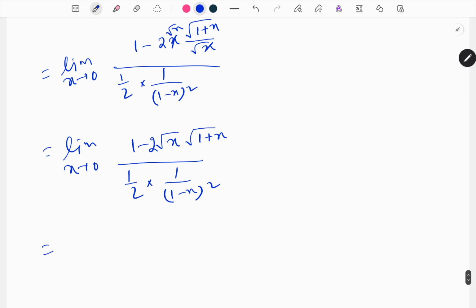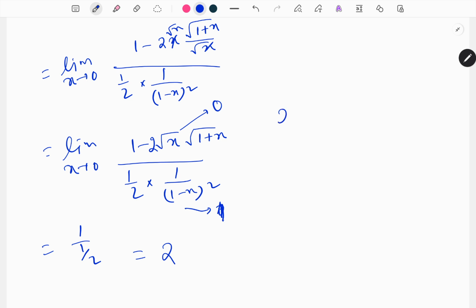Now if we put x tending to 0, then 0 into this 1 plus 0, this will be 0, this will be 1, this will be 1. So the final answer will be 1 by 1/2, that means this is 2.